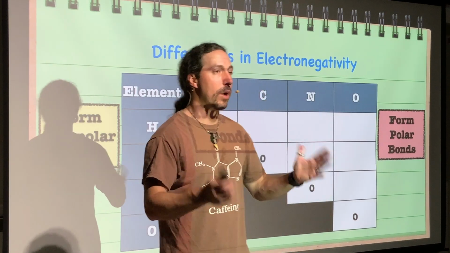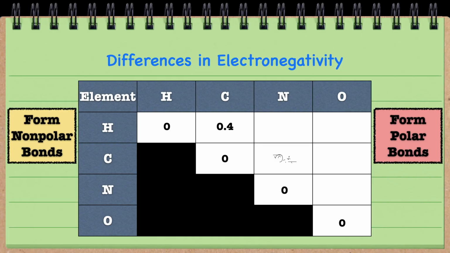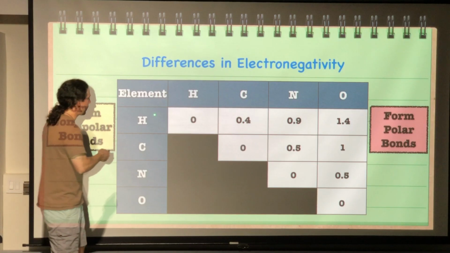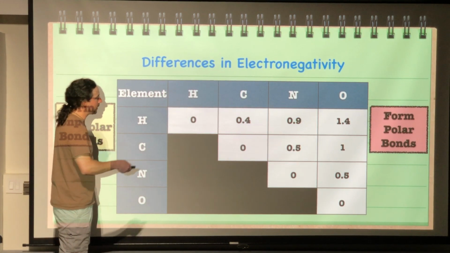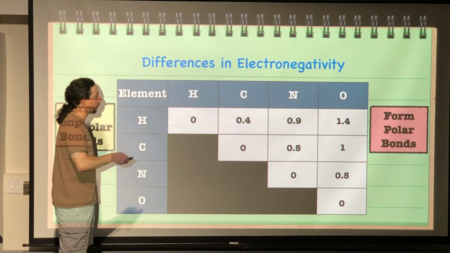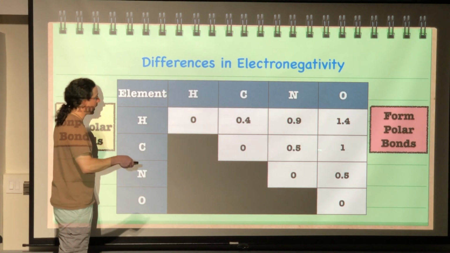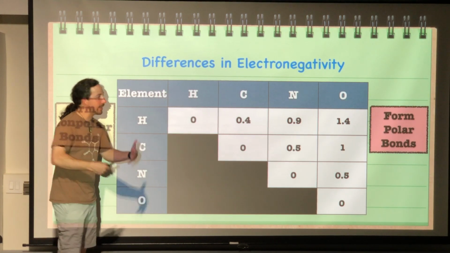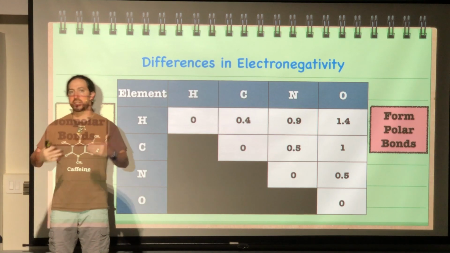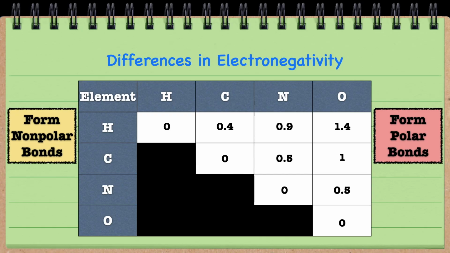But what about the other ones? So we have hydrogen to carbon is 0.4, nitrogen to hydrogen is 0.9, oxygen to hydrogen is 1.4, carbon to oxygen is 1, carbon to nitrogen is 0.5, nitrogen to oxygen is 0.5, and that is going to be important for us as we progress and we think about what makes a polar bond.